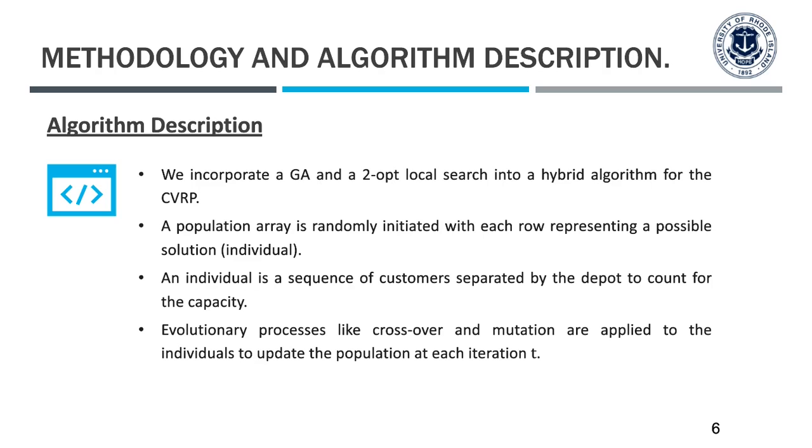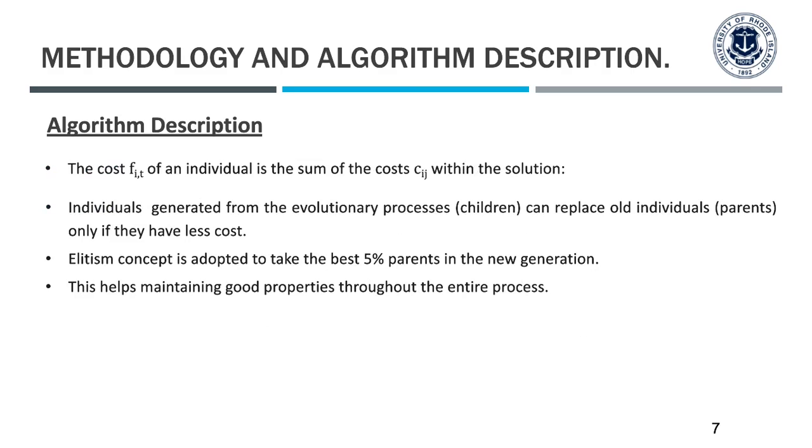In our algorithm, we incorporate a GA and a 2-opt local search into a hybrid algorithm for the CVRP problem. Like any regular GA, a population array is randomly initiated with each row representing a possible solution called an individual. An individual is a sequence of customers separated by the depot node to account for the capacity. Evolutionary processes like crossover and mutation are applied to the individuals to update the population at each iteration t. The cost f sub i and t of an individual is the sum of the costs c sub ij within the solution.